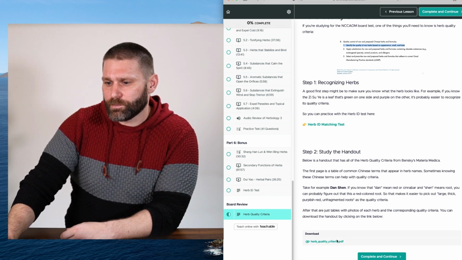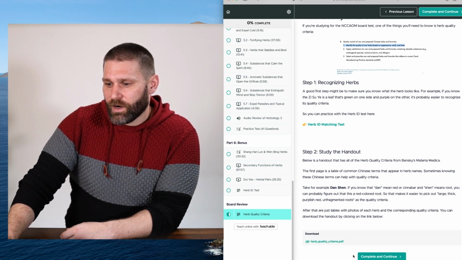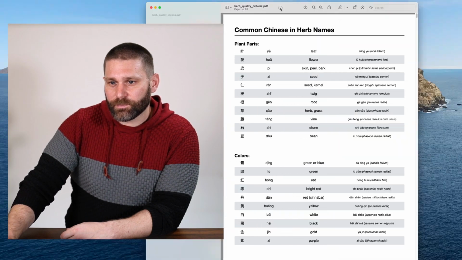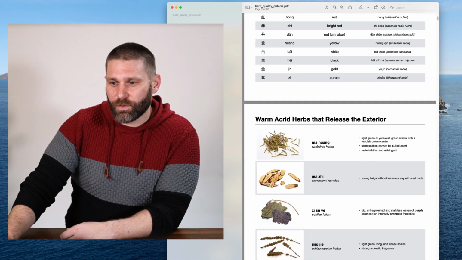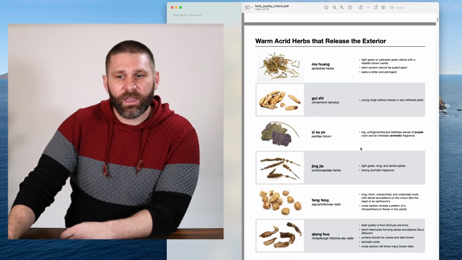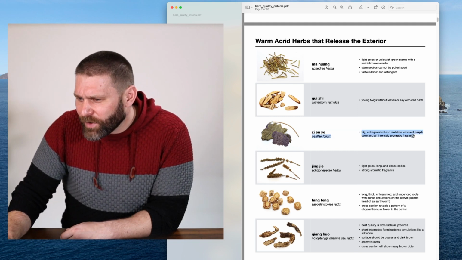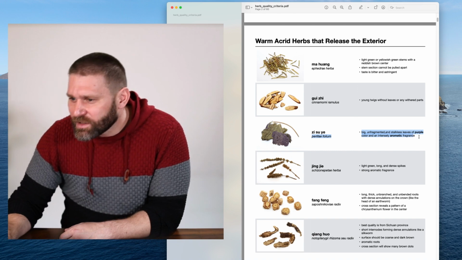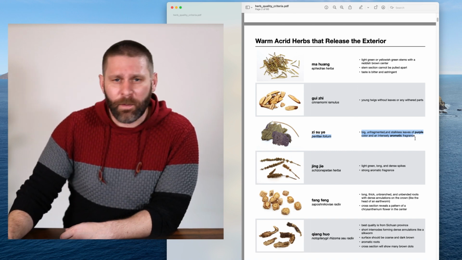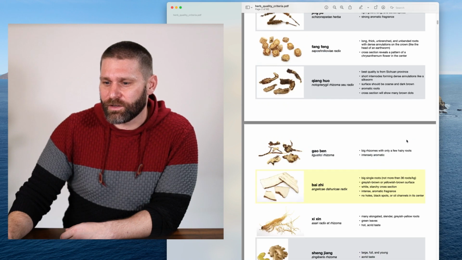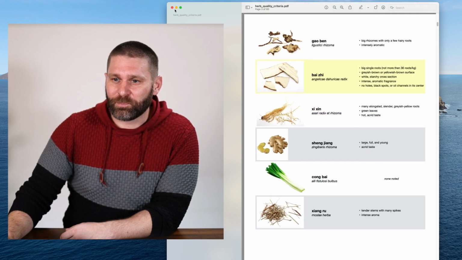And so you can learn about herb quality criteria as well. This was an annoying handout to put together. Will this come up? So here we go through and talk about what makes each herb good. So for Zitsuye, you want big, unfragmented, and stalkless leaves of purple color and an immensely aromatic fragrance. That's how you know. So if you're studying for boards anyway, you'll probably want to know about your herb quality criteria as well.